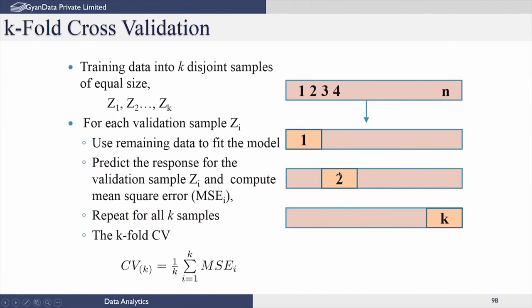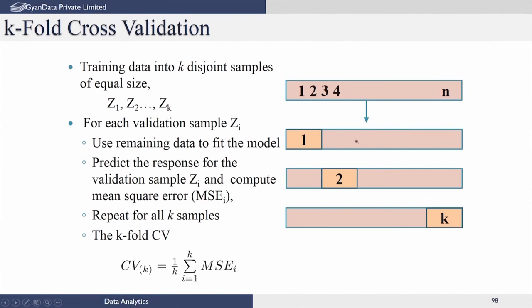Similarly, in the next round we leave group 2 out, build the linear model with the remaining groups, and then find the prediction error for group 2, and so on until we find the prediction error for group k. Then we average over all these groups, so the MSE for all k groups times 1 by k will be the cross validation error for this k-fold cross validation. Now you have to repeat this for every choice of the parameter.